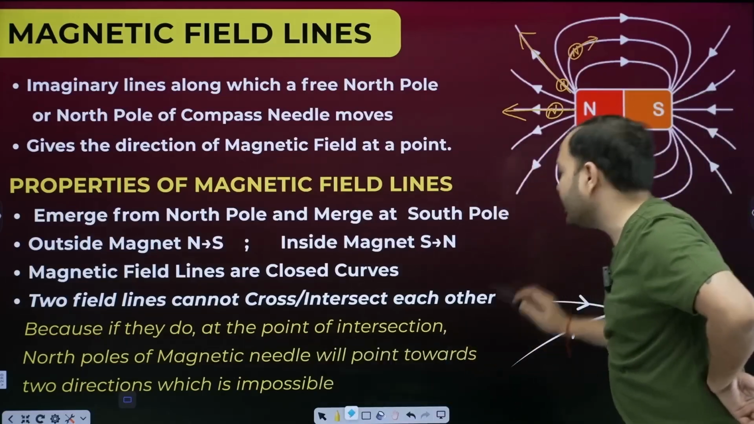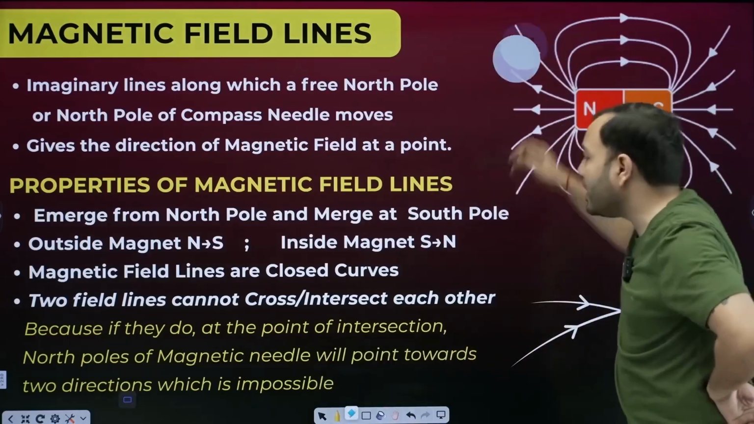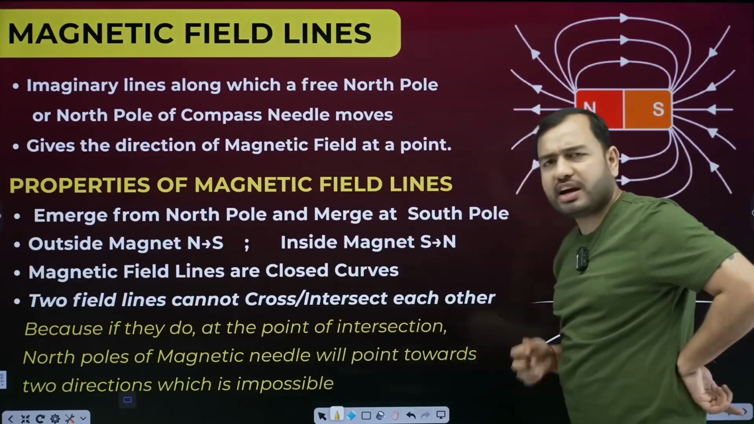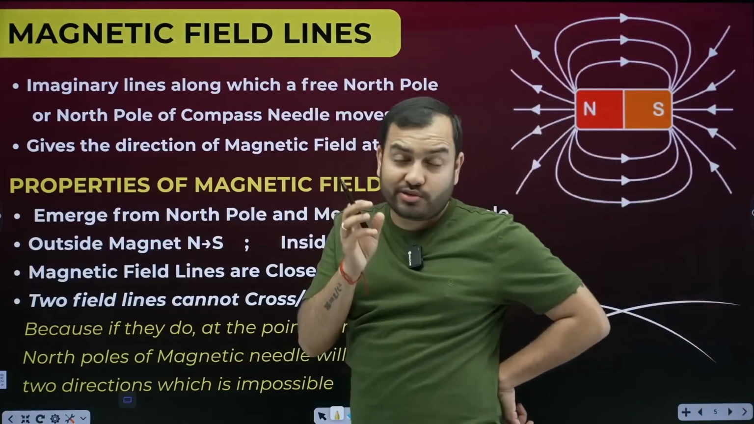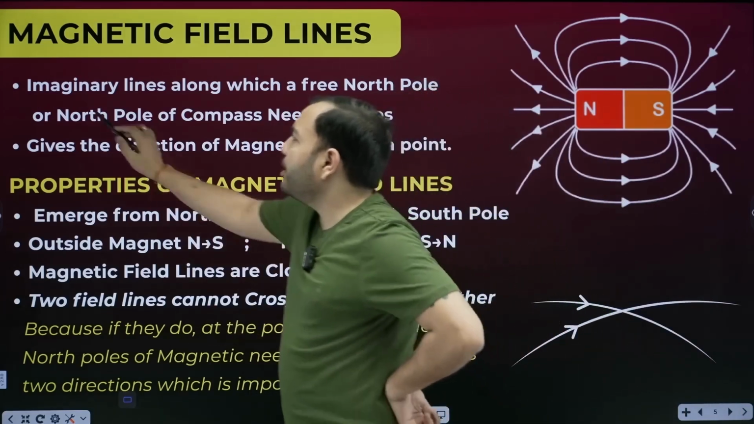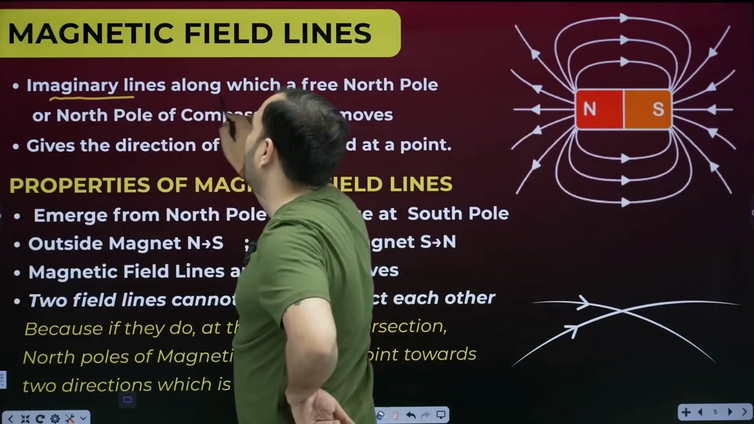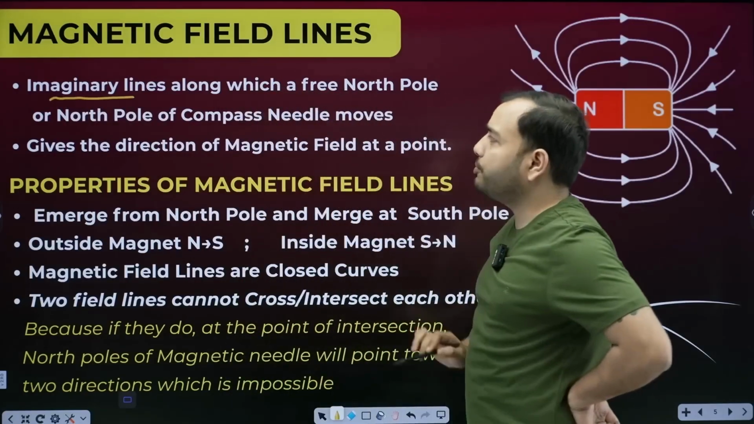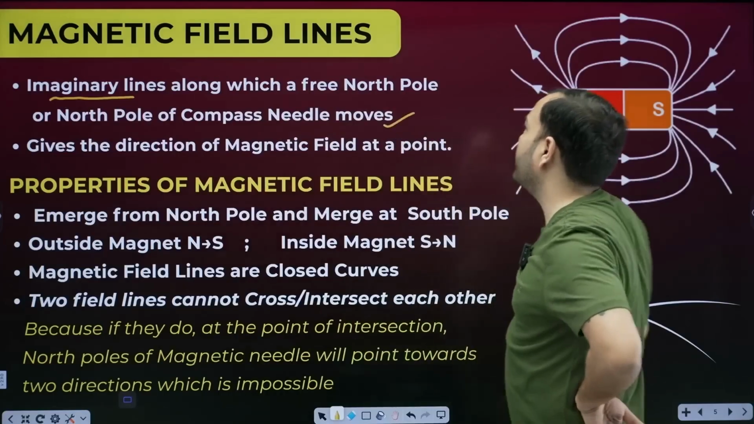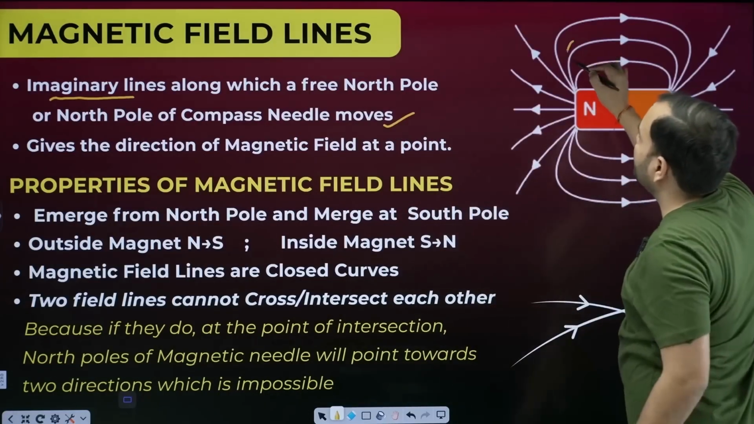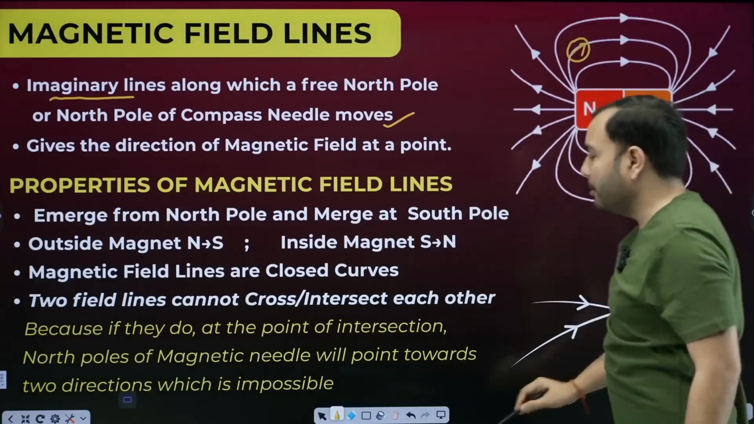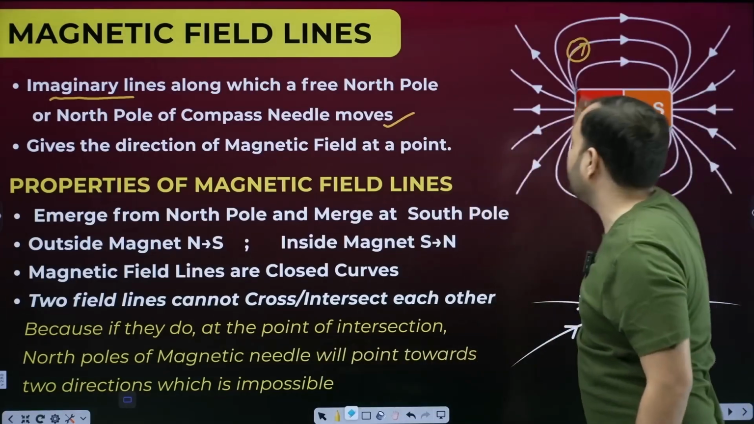So what kind of concept is the magnetic field line? Does it really exist around the magnet? Are there really magnetic field lines next to the magnet? If they don't appear, then they are not. There is a way to see them. I will tell you that later. Okay. So not real, it's imaginary. So what is it? Imaginary lines along which a free north pole or the north pole of a compass needle moves. If I place a compass here, its north was running in this direction. So what did I draw? I draw the magnetic field line.